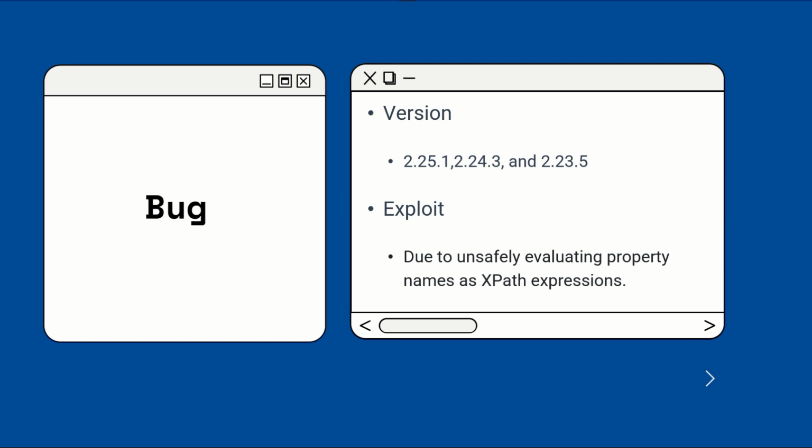In GeoServer versions prior to 2.24.3 and 2.23.5, multiple OGC request parameters allow a remote code execution vulnerability for unauthenticated users through specially crafted input against a default GeoServer installation. This vulnerability is due to unsafely evaluating property names as an XPath expression.